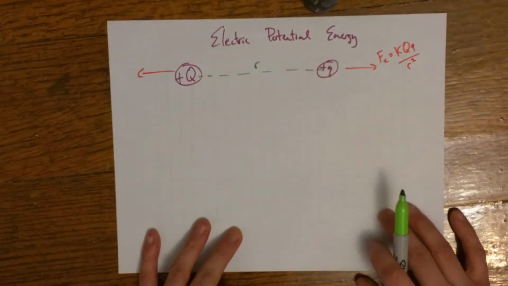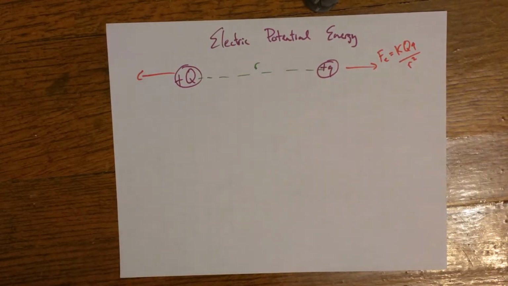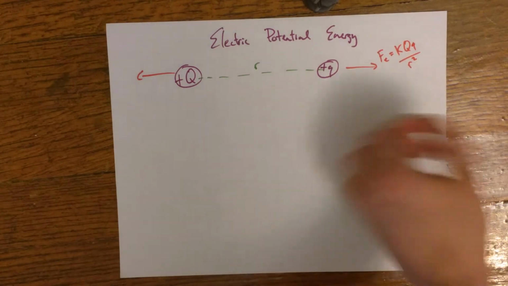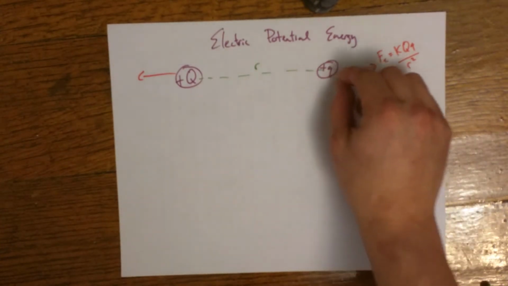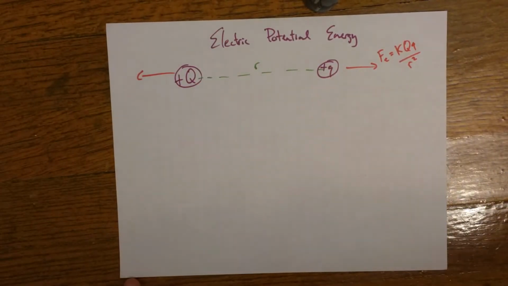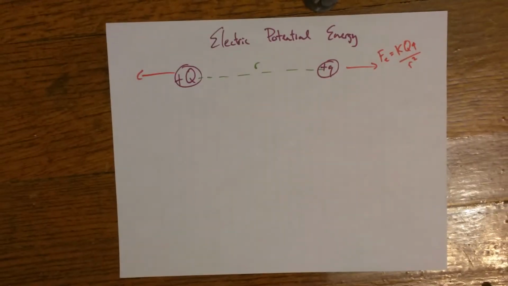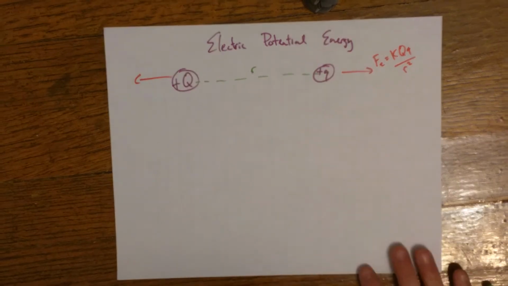And let me define that r here: the distance between the particles. Okay, so I want you to imagine that this little q is movable, this positive capital Q is fixed down, and we're going to take this little charge from infinity, where it's not feeling any force, and then bring it in closer. We want to talk about the energy or the work that's necessary to move this particle into position.